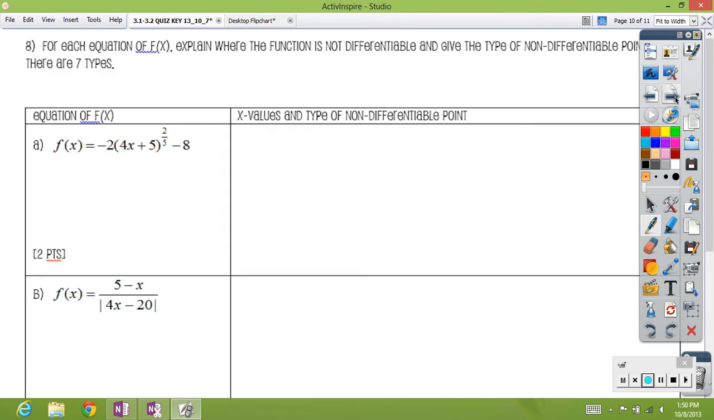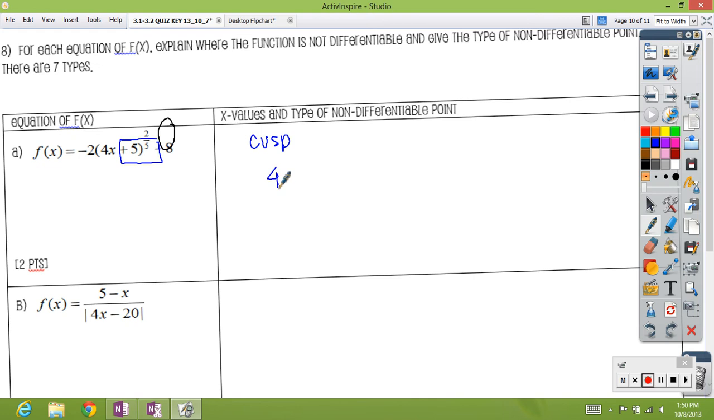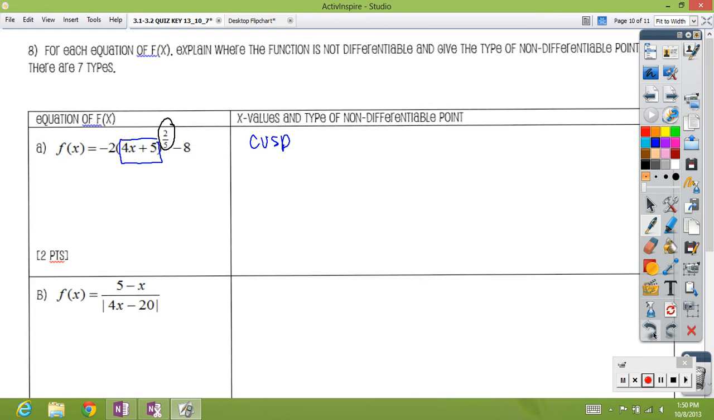Alright. Number 8. Find where and type. So, I see even over odd, and when I see that, I think in my head, even over odd is a cusp. Where does it occur? Well, that belongs to this piece of the function. Let's see. So I get 4x plus 5 equals 0. X is equal to negative 5 over 4. So that's the location of the cusp.